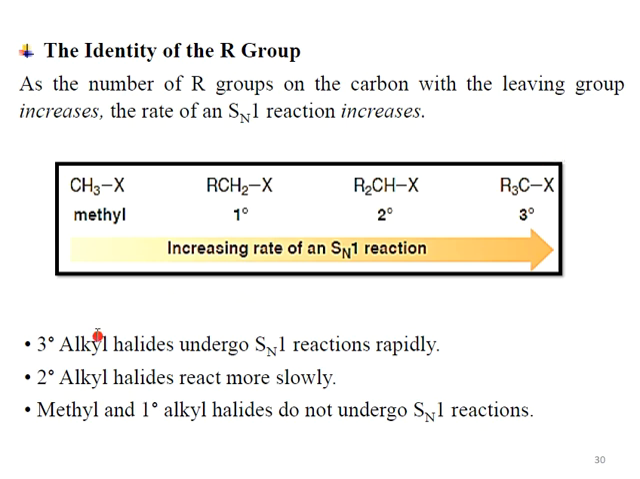Why the carbocation? More R groups means the positive charge on the carbon will be more stable. Tertiary alkyl halides undergo SN1 reaction rapidly. Secondary alkyl halides react more slowly, with SN2 reaction. Methyl and primary alkyl halides don't undergo SN1 reaction; they go to SN2 reaction. For these there is no SN1, just SN2. For this one, maybe both SN1 and SN2. Here, just SN1, there is no SN2 reaction.